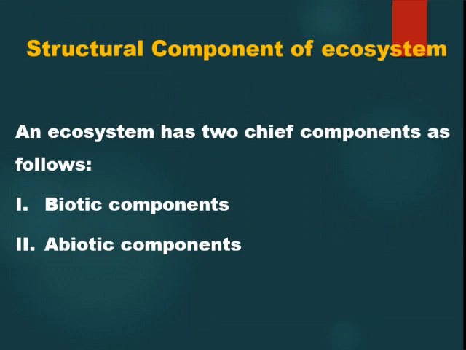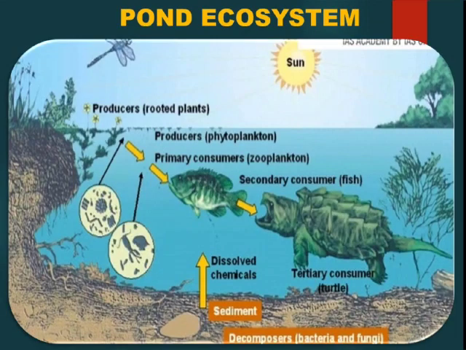Next, what are the basic structural components of any ecosystem? Similarly to the environment, the ecosystems also comprise two components, like biotic components and abiotic components. This is the picture of pond ecosystem. This is a type of aquatic ecosystem.